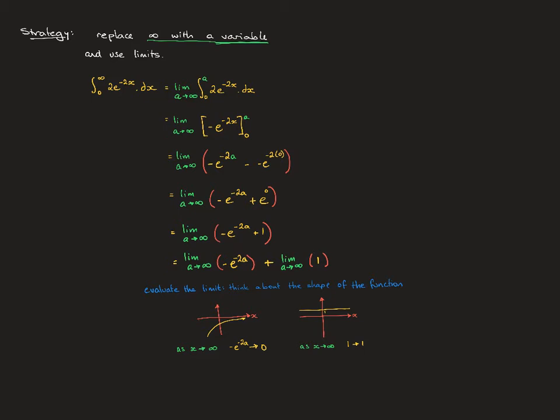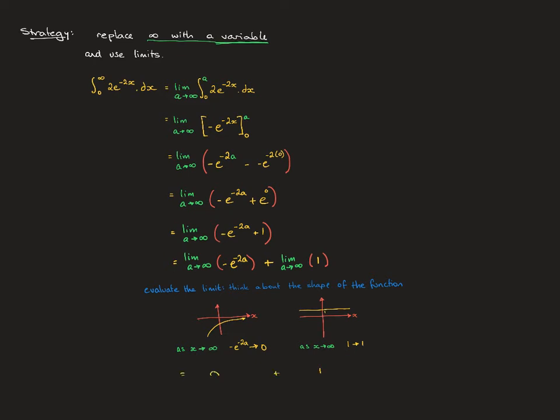So when a theoretically becomes infinity, which it can't because infinity is an idea, but it'll equal 0, so it's approaching 0. So this term here, as a gets much larger, basically disappears. For the second term, this is the graph of the function, and as the x values this way get larger and larger and larger, the function still sits at 1. So as x approaches infinity, 1 approaches 1.